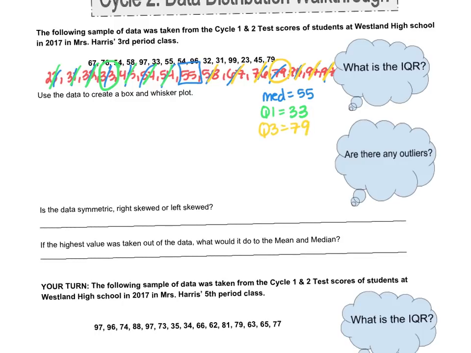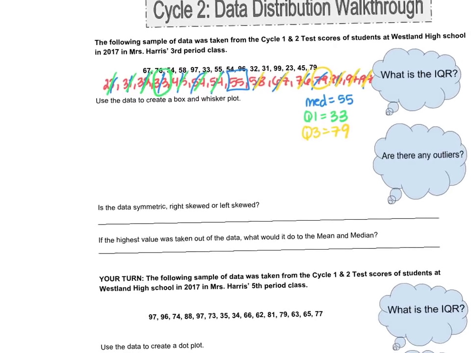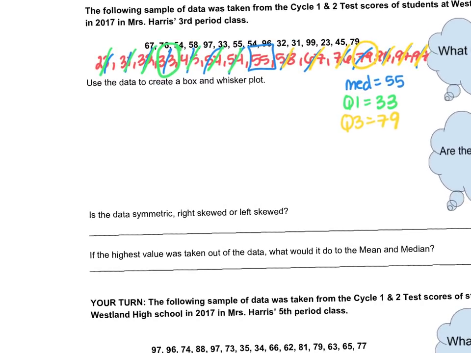So let's create a box and whisker plot. I'm going to do this on a number line counting by 10s. We'll see what that looks like. Okay, I counted from 10 to 100, so I don't need all that extra space. Each one of these is counting by 10. I know that my smallest number is right here at 23, so it's going to be right about there.